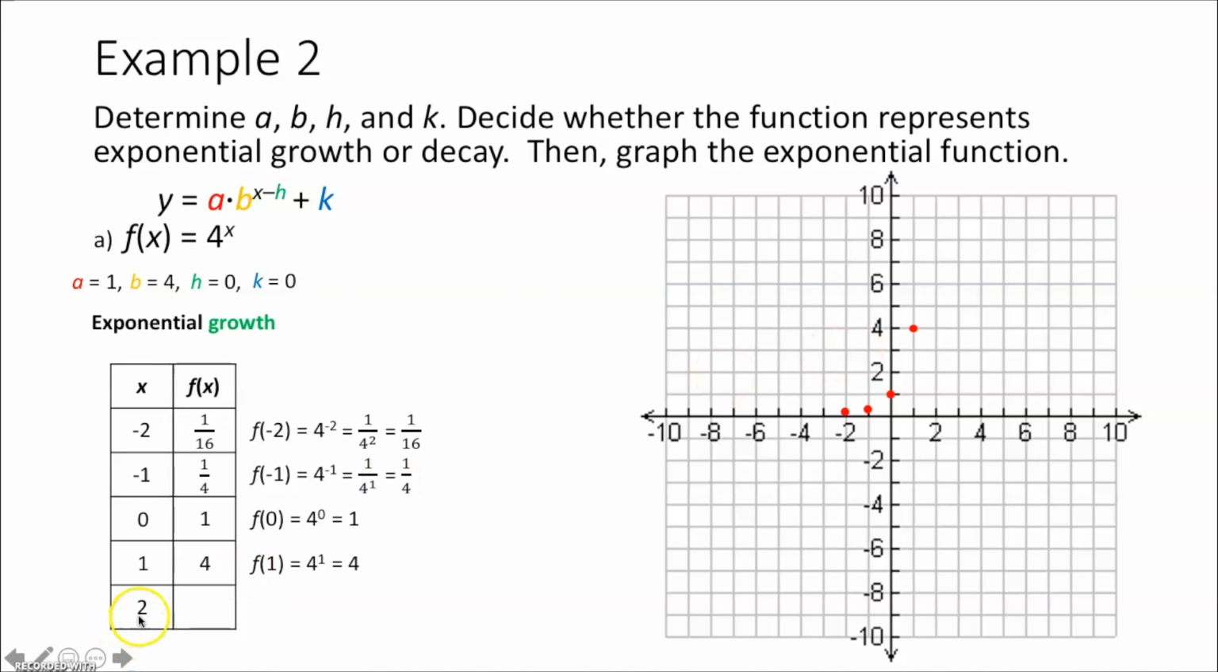And then lastly, we're going to plug in 2 to the function for x. So 4 to the second power is going to be 16. That's the y value that corresponds with this x value. So 2, 16. That's off the graph, so we're not going to plot that. We're just going to draw our line going through these points right here, our curve, our exponential growth curve, and it looks something like this.